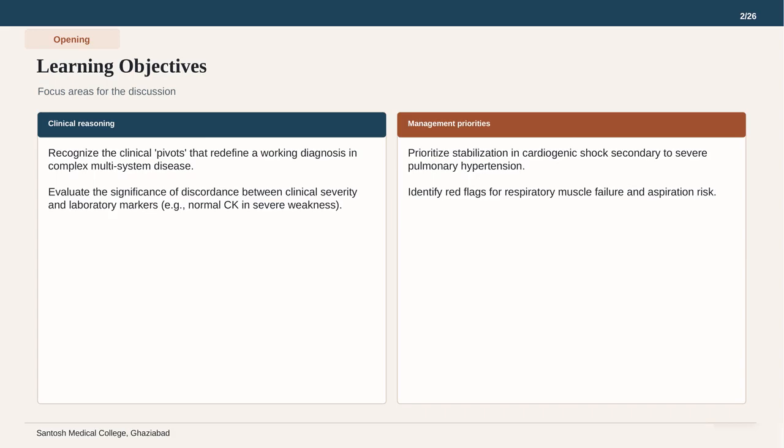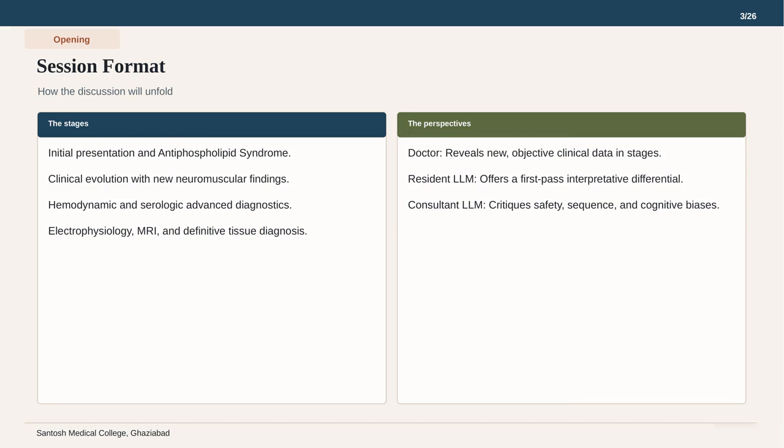Starting with the structure of our session, notice the two panels on this slide explaining how our discussion will unfold. On the left, the stages of the case are laid out, moving from the initial presentation of antiphospholipid syndrome through neuromuscular findings and advanced diagnostics to the final tissue diagnosis.